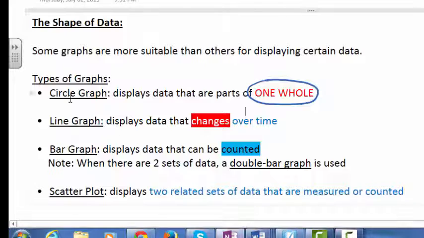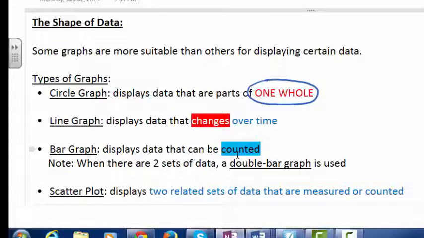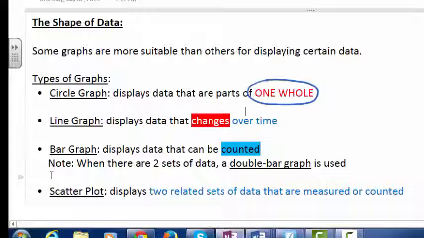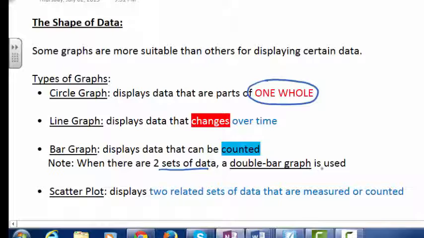So we saw the circle graph, which we use when we have data that are part of one whole. The line graph, we use to display data that change over time. Now there are bar graphs. The bar graph displays data that can be counted. So we can have amounts. We can count in centimeters, kilometers, kilograms, whatever we have, but it's counted. And there is a small note here saying that when there are 2 sets of data, a double bar graph is used.